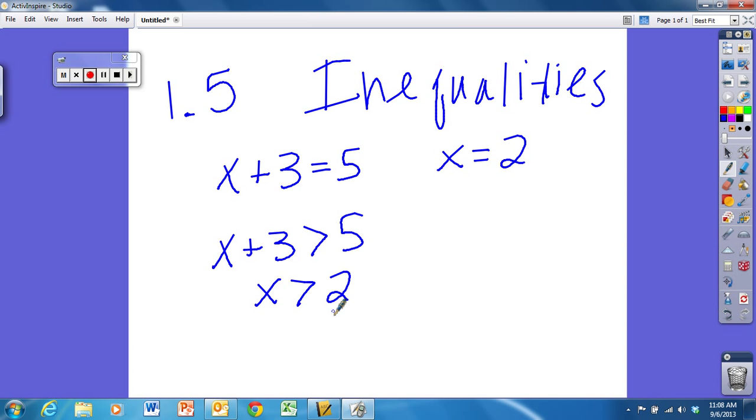Pick one. How about 10? If you put in 10 for x, 10 plus 3 is 13, which is greater than 5. Any number bigger than 2, when you plug it in for x, is going to make this inequality true.